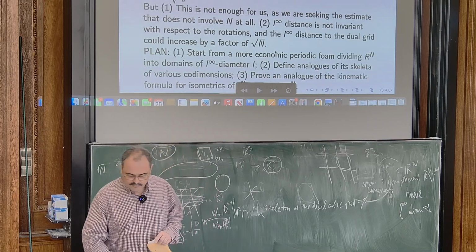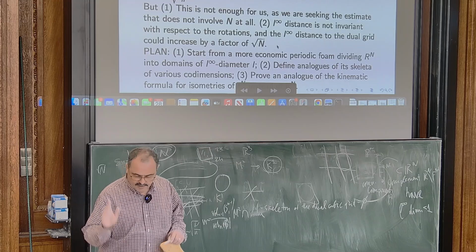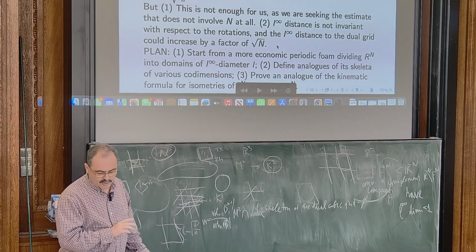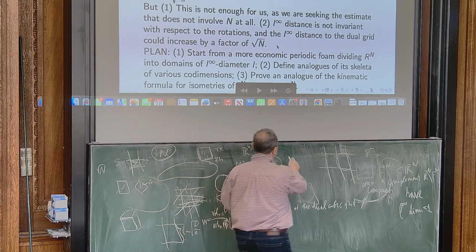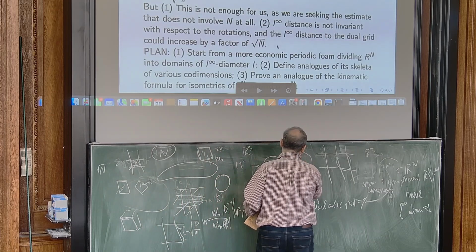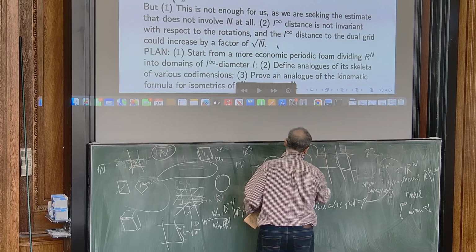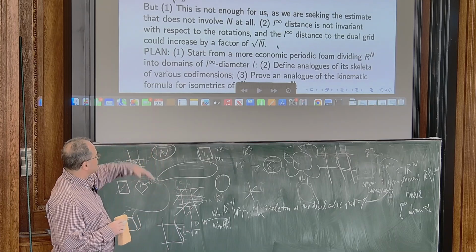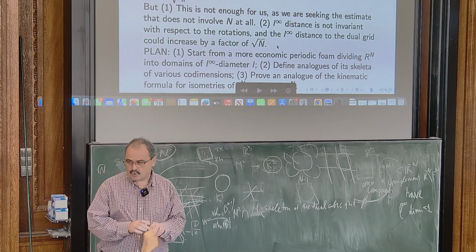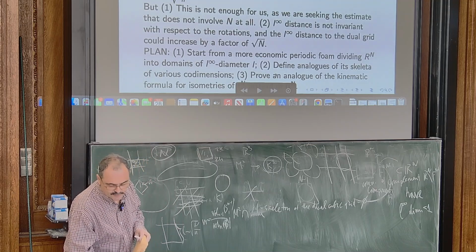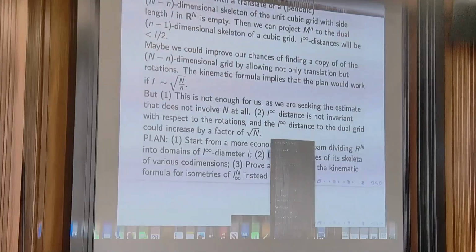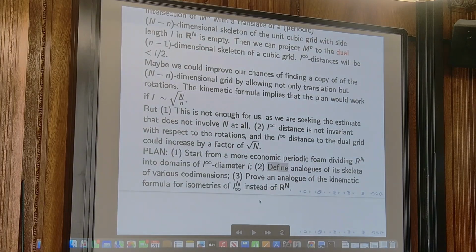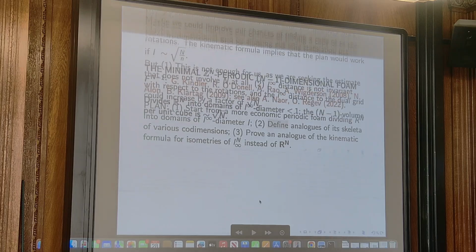Those forms were first, well, I will give a proper reference a little bit later. Now, after we find such forms, they will be capital N minus 1 dimensional, and we are going to need some analog of the skeleton of higher and higher dimensions. So we need to build skeletons of higher and higher dimension. And finally, we need to prove an analog of the kinematic formula where we average with respect to isometries of L infinity n instead of isometries of Rn, because L infinity is the metric that we care about.